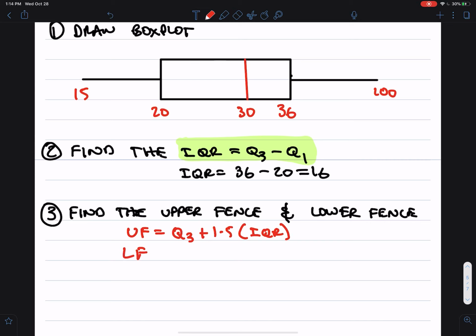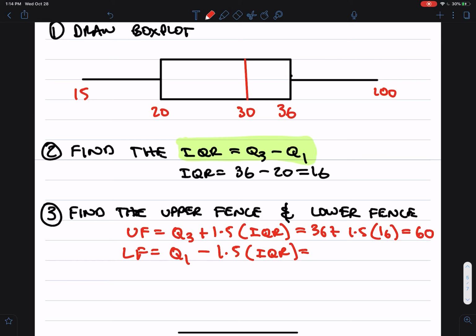The lower fence also is going to be Q1. Watch, it's different. It's not Q3, it's Q1. And it's going to have a minus instead. Minus 1.5 IQR. So go ahead and find those. For Q3, well, Q3 is 36 plus 1.5 times the IQR, which is 16. Put that in your calculator, you're going to get 60.